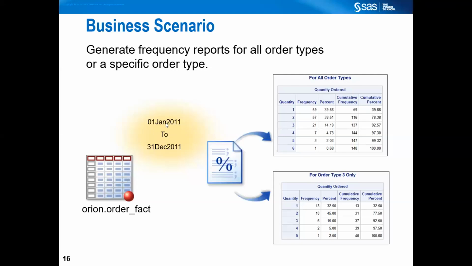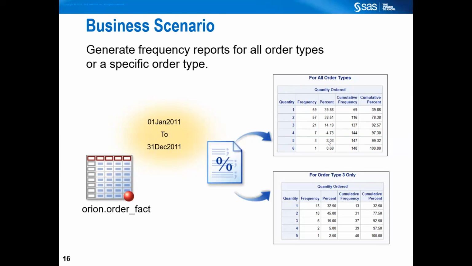So we need to generate a report between these two dates. Depending on the criteria, there are three types of order. Order type 1 means the order was placed via retail. Order type 2 means it's a catalog sale, and order type value 3 indicates it's an internet sale. Depending on your business requirement, if it's required to generate a report for all the order types, it should execute this proc freq report.